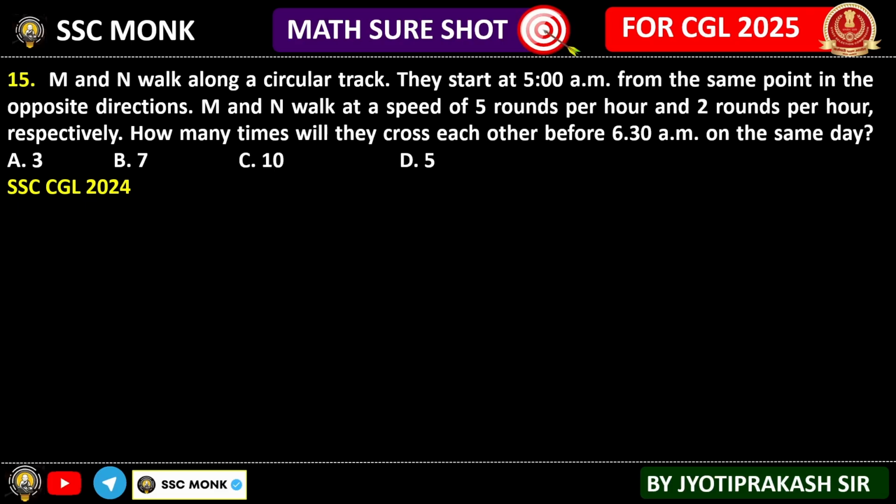Next. M and N walk along a circular track. They start at 5 a.m. from the same point in the opposite direction. Not an issue. M and N walk at the speed of 5 rounds per hour and 2 rounds per hour. Simple. Total distance L. Now they are in opposite direction, so 5 speed plus 2 speed, L divided by 7L, that is equal to 1 by 7 hour, which can be written as 60 by 7 minutes. Yes or no? That means after every this many minutes they will be meeting.